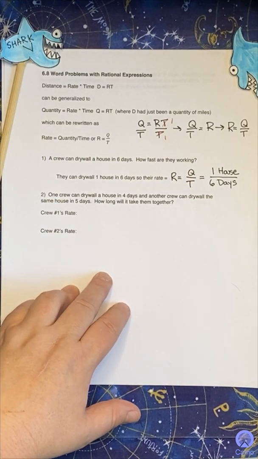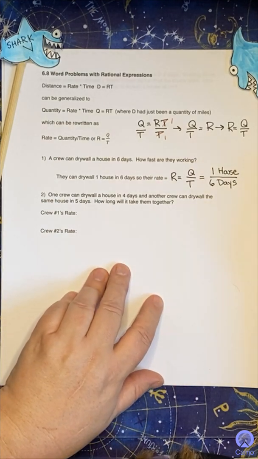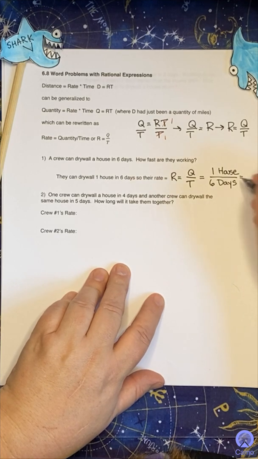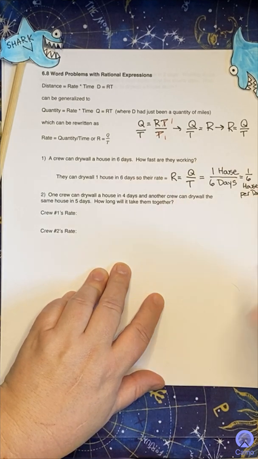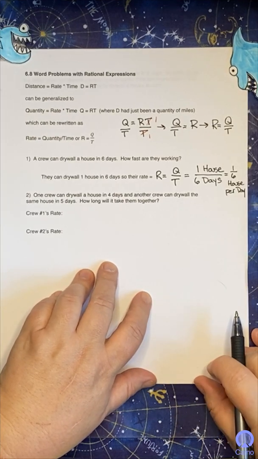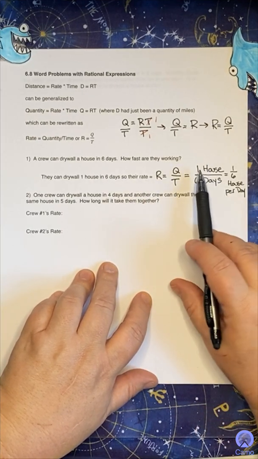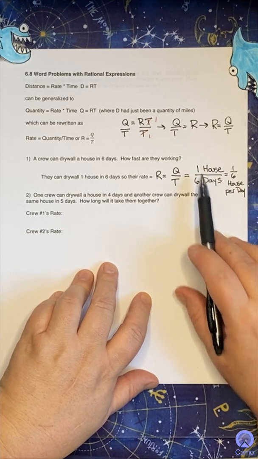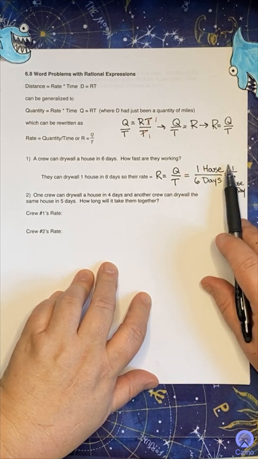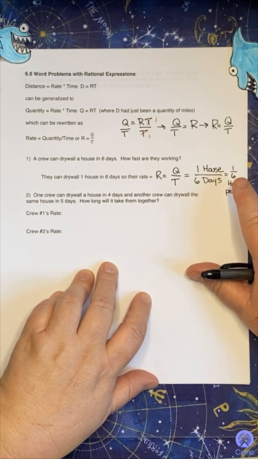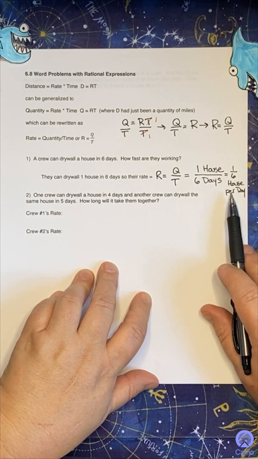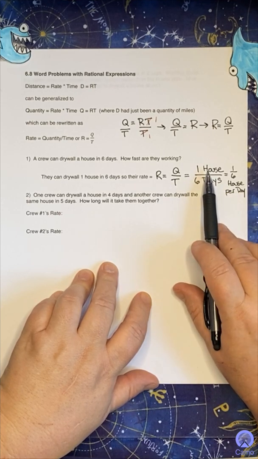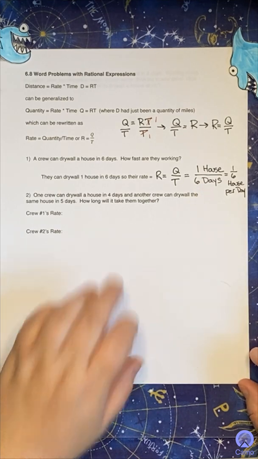So their rate is, and I totally ran out of room. Oh no. 1/6 of a house per day. Sorry, it got a little smushy and I went off the side. So what am I talking about? If you have house on top and days on the bottom, you just separate the numbers, so we get 1/6. And again, this is one of those non-nice ones, so I'd have to leave it as a fraction. 1/6 of a house per day. And remember, per means divided by. So the house per day. Okay, so that was number 1, 1/6.